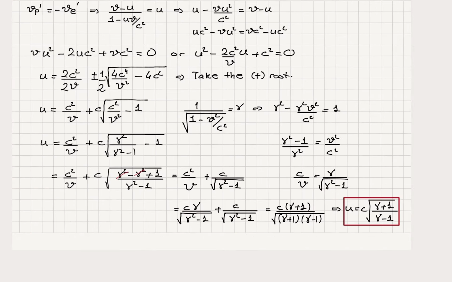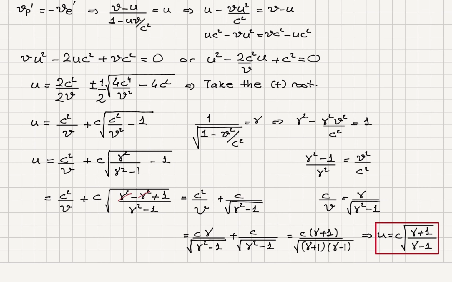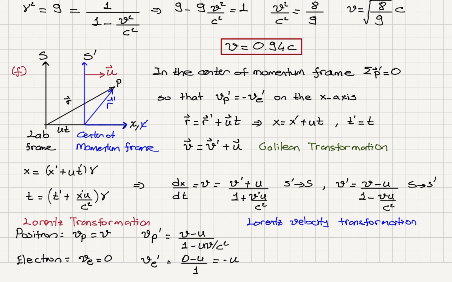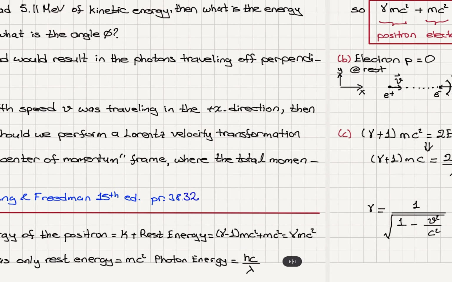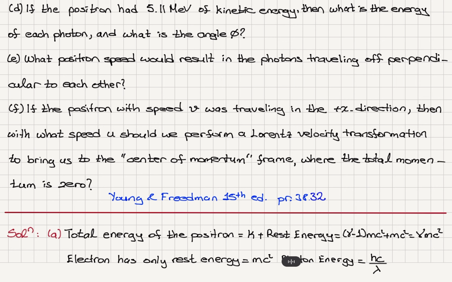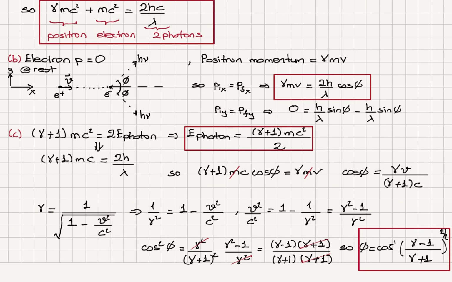So in the Lorentz transformation, that's the u I need in order to transfer to the center of momentum reference frame. So let's see what we did here. We were asked to find the speed u that we need to perform the Lorentz velocity transformation with to bring us to the center of momentum reference frame where the total momentum is 0 if the positron was traveling with speed v in the plus x direction and the electron is at rest to start with.